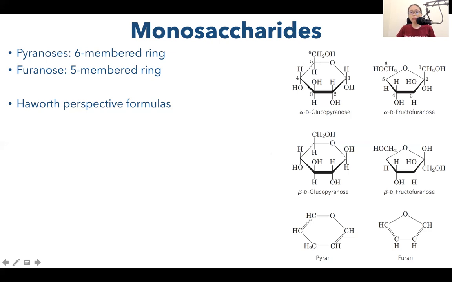Now notice how the rings were drawn here. These are called Haworth perspective formulas. In the Haworth perspective formula, we draw the hexagon, so that's the ring, or the pentagon for the furanose.